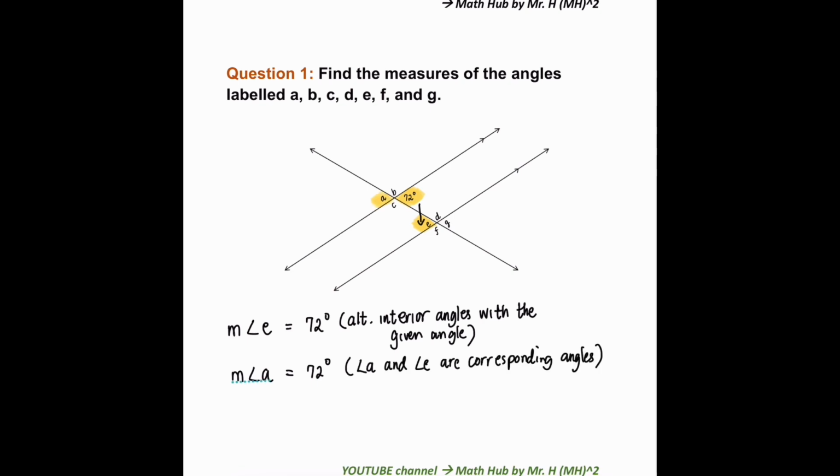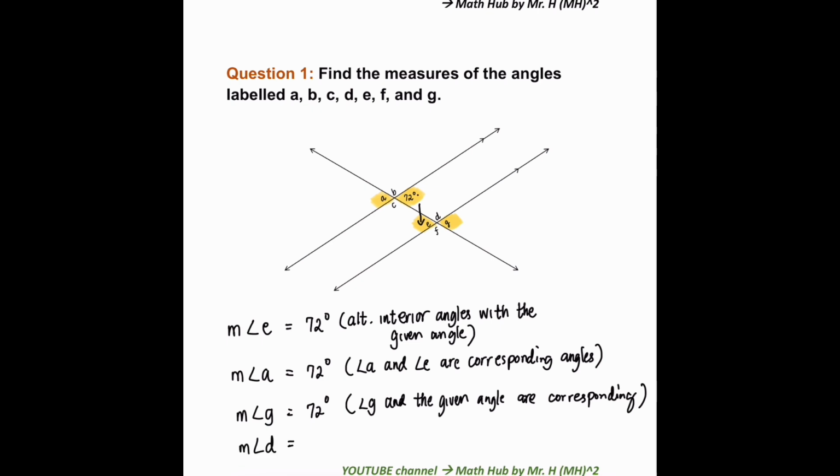All right. Next would be angle G. The measure of angle G is 72. So angle G and the given angle are corresponding. And how do we find the rest of the angles? You can go with either finding angle C or angle D first. It's all up to you. But let's go ahead and look for the measure of angle D first.